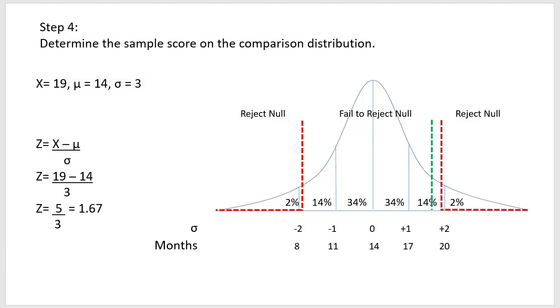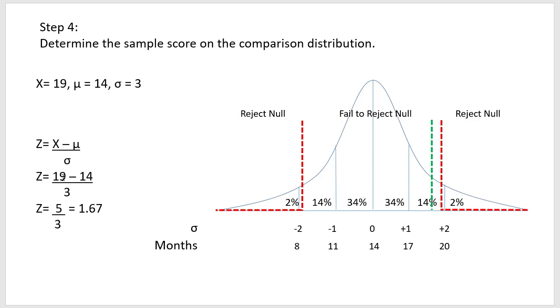Step number 4 is to determine the sample score on the comparison distribution. So where does the sample score actually fall? If a baby walks at 19 months, we need to convert that to a z-score in order to compare our cutoff score to our sample score. We use the same formula as earlier. We want to find out how far away our sample score is from the mean. So we take our sample score minus the mean of the population, and then we want to find out how many standard deviations on average that is away from the mean by dividing it by the standard deviation.